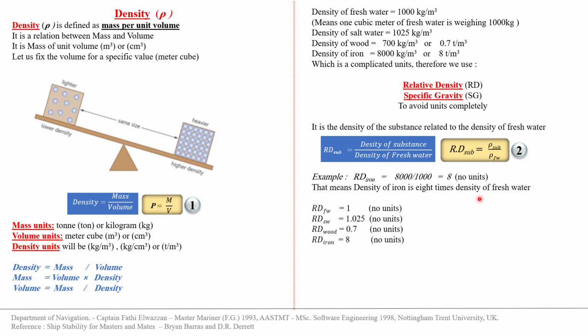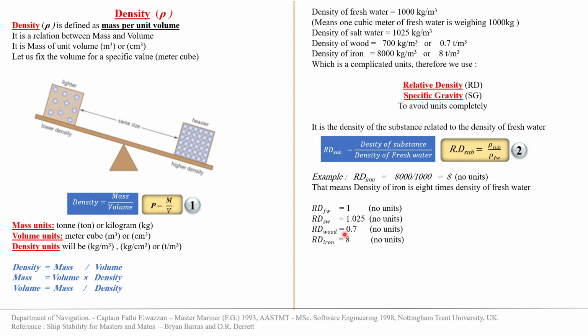I have some examples here. Returning back again to fresh water, relative density will equal 1000 divided by 1000, which equals 1, and I have no units here. Relative density of salt water equals 1.025. The same, I am using the same equation. Relative density of wood is 0.7 without units. Relative density of iron is 8.